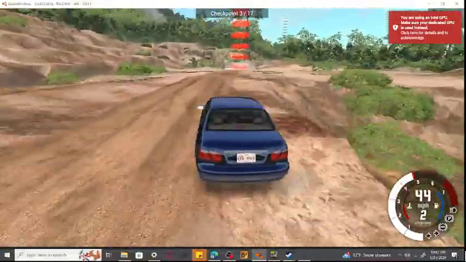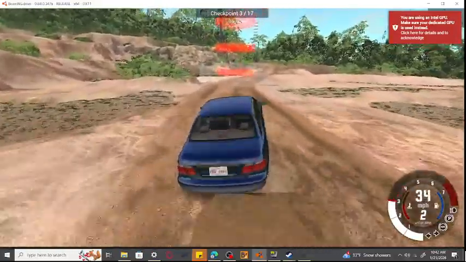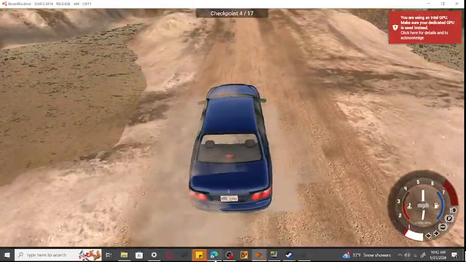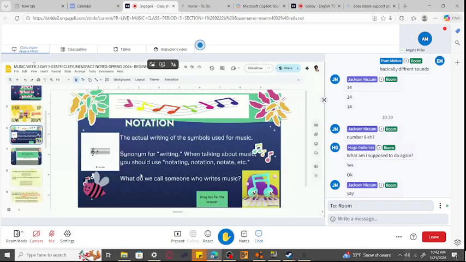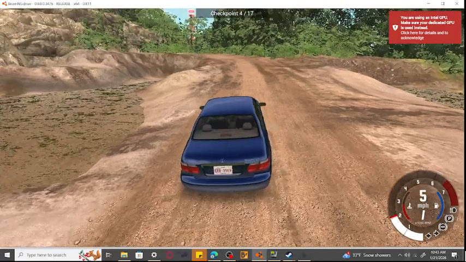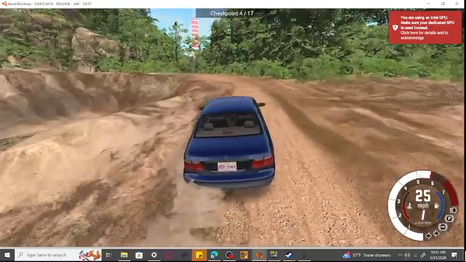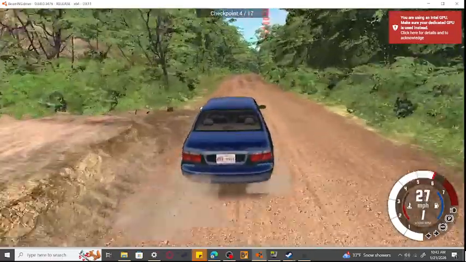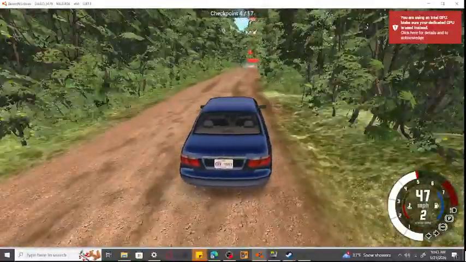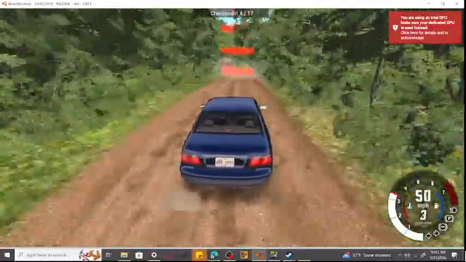Notes, the circles and the stems. Sometimes you'll hear notation, notate, just depending on what you're saying. So, what do we call someone who writes? Looks like I glitched. We just listened to Antonio Vivaldi's Winter. What do we call that person who writes music? Anybody think they know? This is just a little extra trivia. A person who writes music is called, like Beethoven and Mozart. Anybody know what they're called?